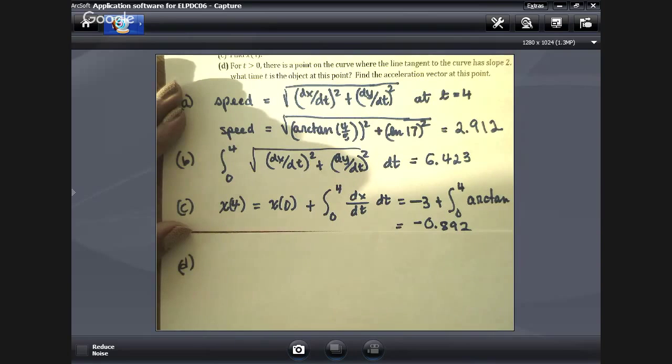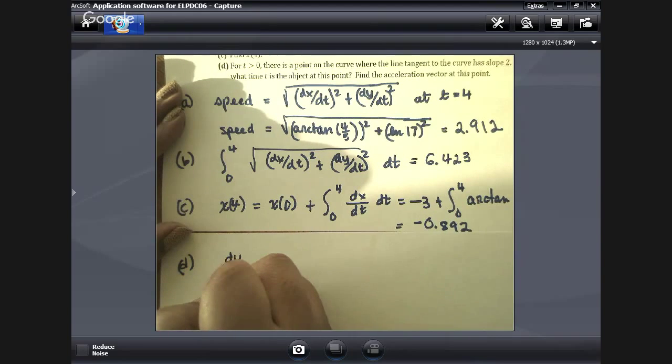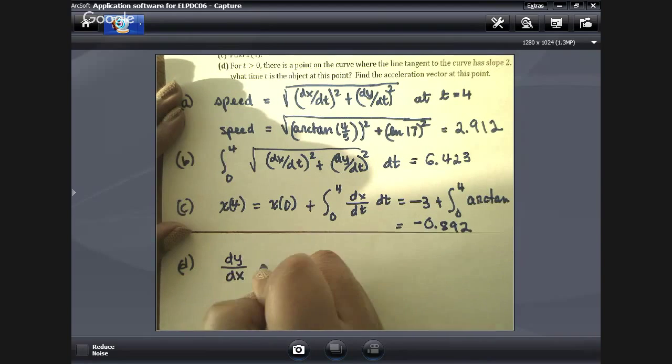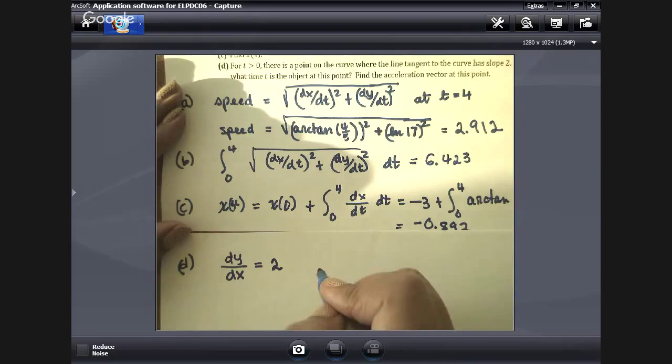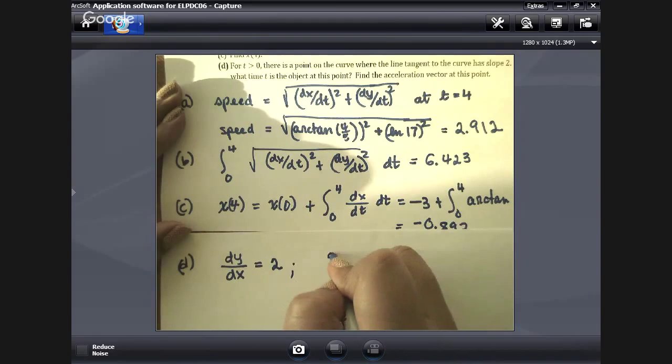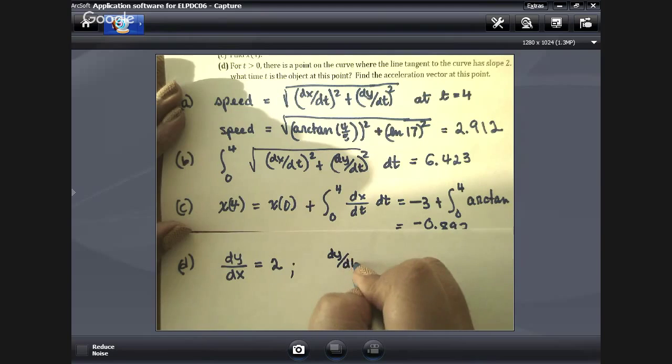So slope 2, line tangent to the curve, slope of a tangent line, dy/dx. dy/dx is equal to 2. How can I find t? That doesn't help. But remember a little earlier I told you the relationship parametrically with dy/dx? I said it's kind of a chain rule thing. It's dy/dt divided by dx/dt.